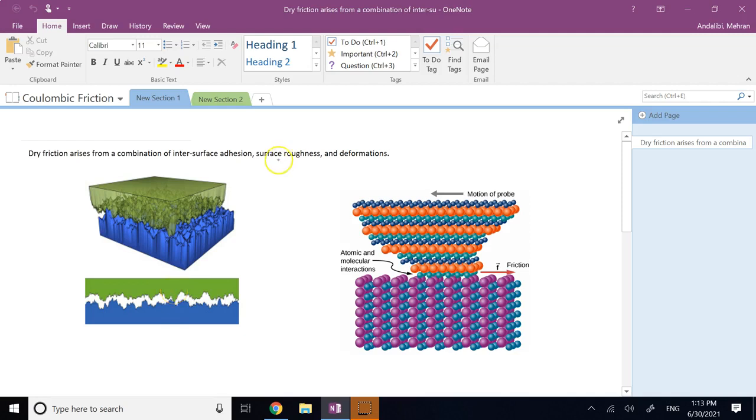But there are other reasons we can talk about. That's what we call surface roughness, but there are also deformations. Definitely some of these irregularities have to be, when the two objects move, there will be some deformations as well in the shape of the parts of the body near the contact surface. So we can include deformation in that.